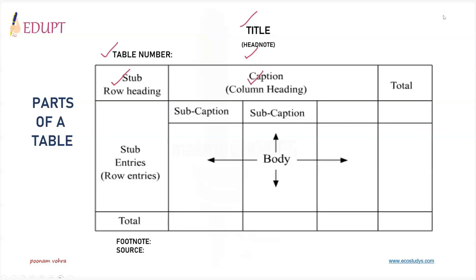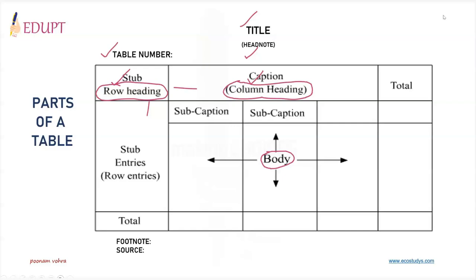Stubs are the titles given to the rows of the table, whereas captions are the titles given to the columns of the table. Once again, the caption as well as stub should be very clear and brief and must provide a clear explanation of the components of rows as well as columns. Then there is the body of the table. Body of the table consists of the actual information provided by the data.